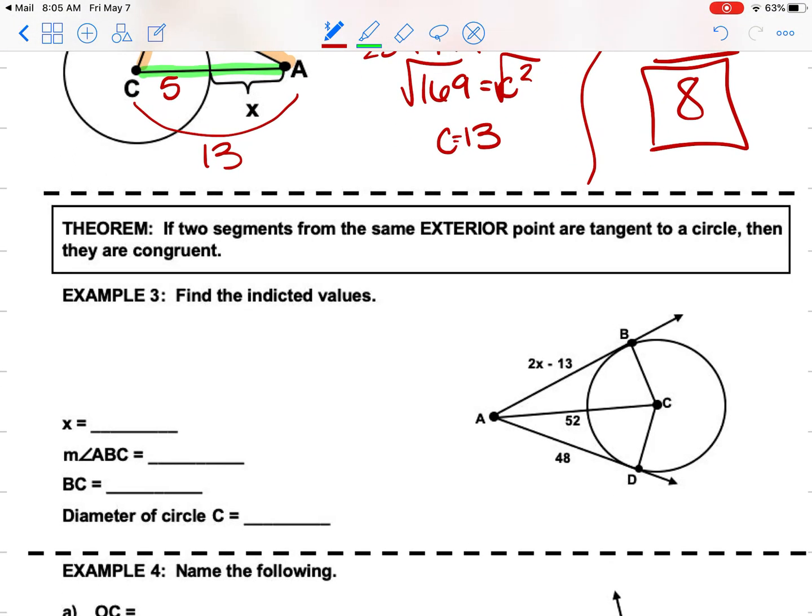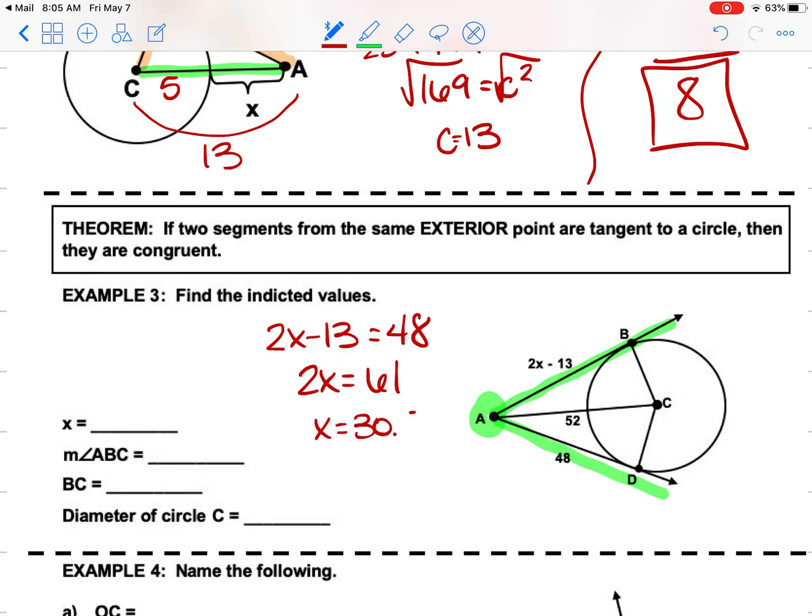Okay, the next one here, if two segments from the same exterior point are tangent to a circle, then they are congruent. So in terms here, if tangent line AB and tangent line AD meet up at point A, then that means they are congruent. So that means we can say that 2x minus 13 is equal to 48. Those two segments are congruent. So now we can solve and say 2x equals, add the 13 over, 61. Divide by 2, x is going to equal 30.5, okay?